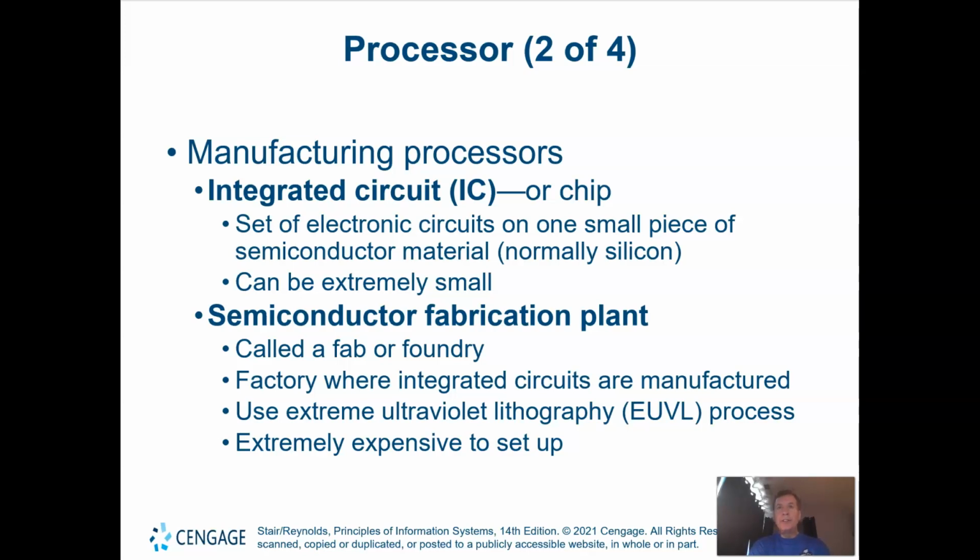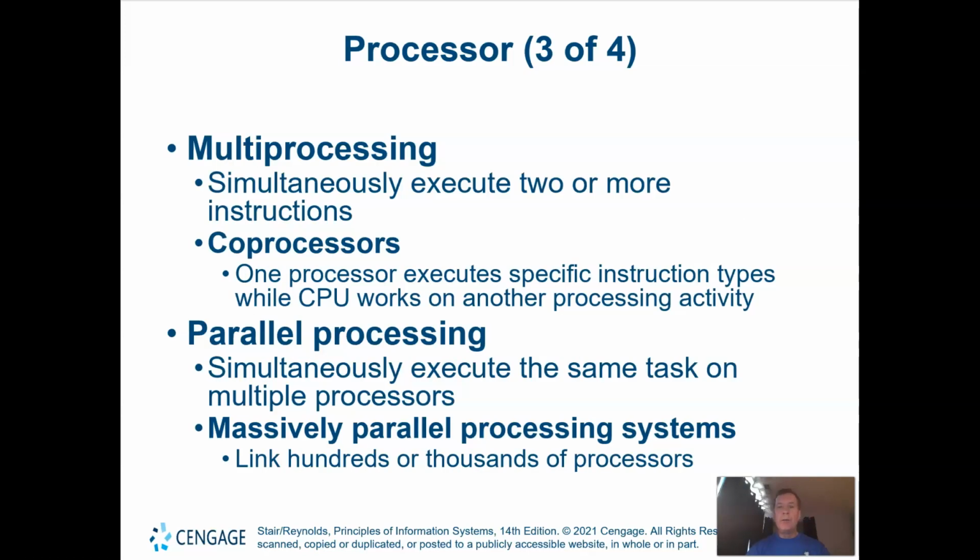But basically, the integrated circuit is just a set of electronic circuits on one small piece of a semiconductor material, normally silicon. So hence the name Silicon Valley in California, right? And so read through that tutorial. I think you'll get a lot out of it. It's really beyond this course. This is not computer science. This is information systems. And so this gives you the ability to do some multiprocessing and, of course, parallel processing, where you can simultaneously execute the same task on multiple processors along the way.